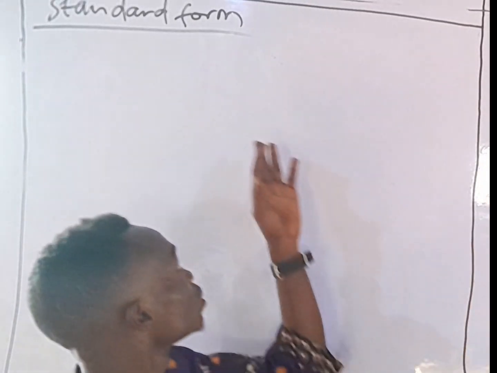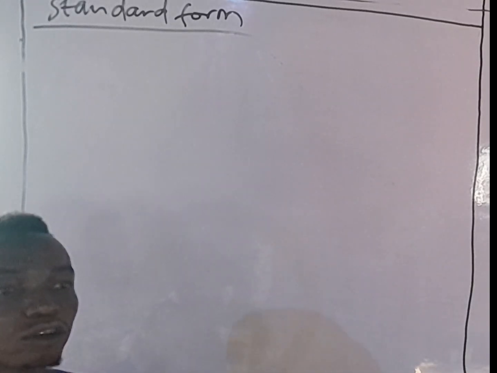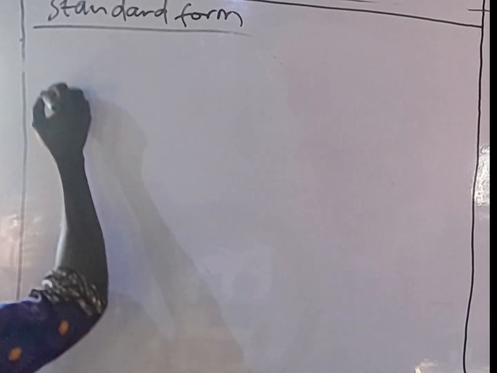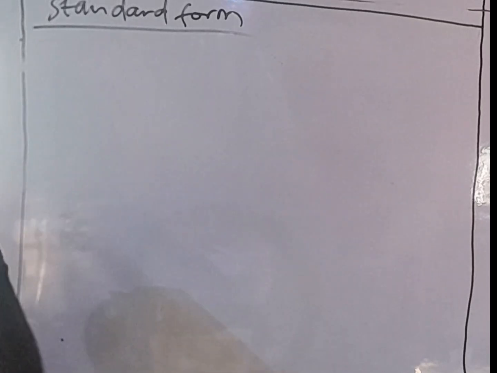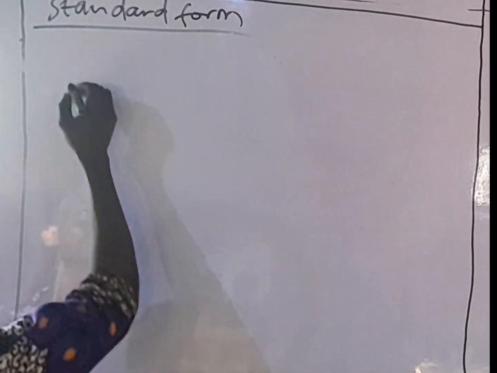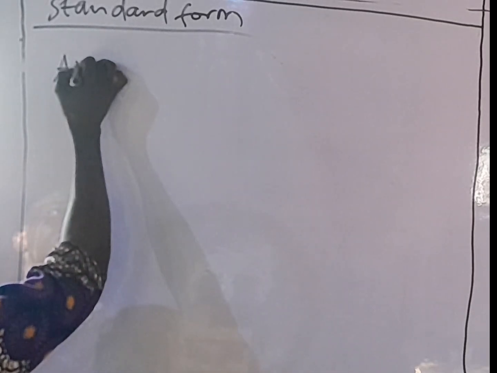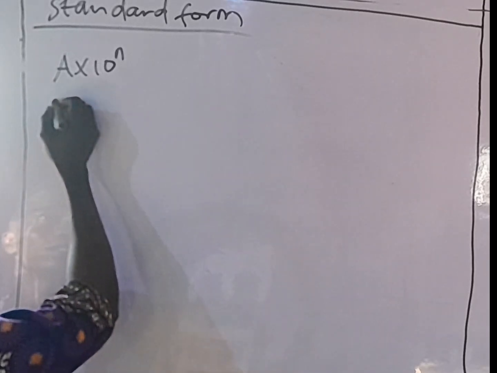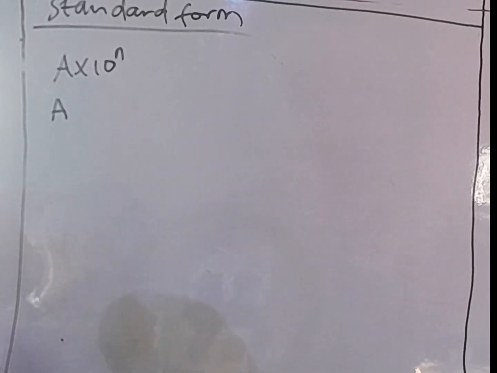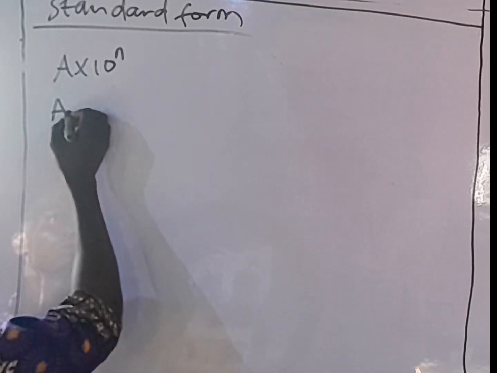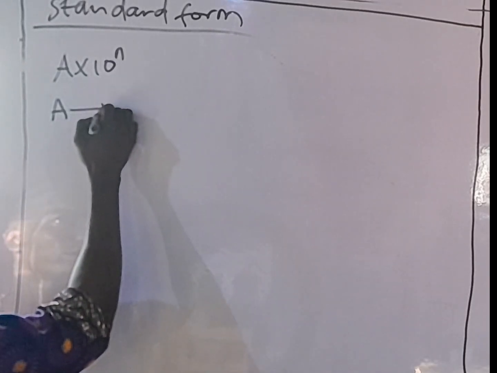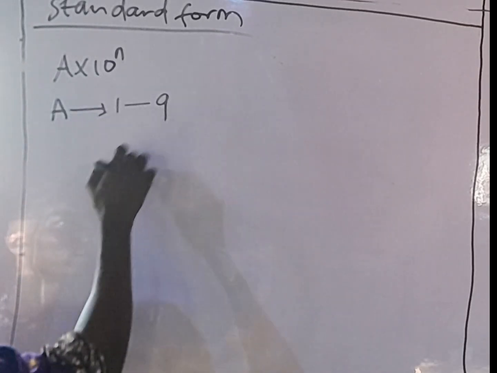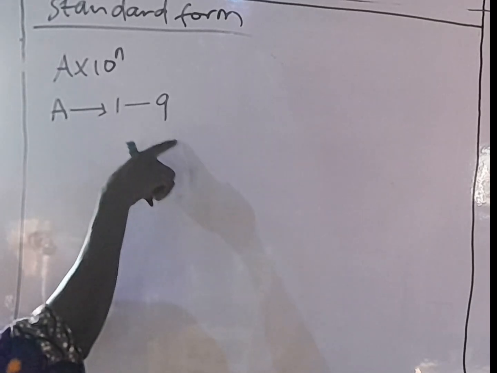Today we want to talk about standard form. A whole number is expressed in standard form if it is written in this form: A times 10 raised to the power n, where A is a number that lies between 1 and 9.